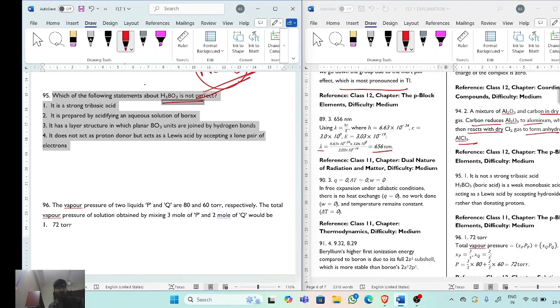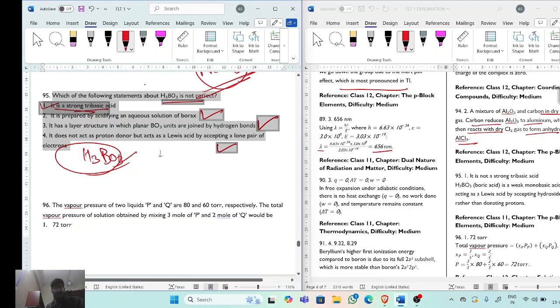First of all, statement 1 is incorrect because it is not a tribasic acid. H3BO3 is not a tribasic acid. Remember this statement, this is very important. And all others: it is prepared by acidifying an aqueous solution of borax. Yes, this is correct. It has a layered structure in which planar BO3 units are joined together by hydrogen bonds. Yes, all other statements are correct, but statement number 1 is incorrect. It is not a strong tribasic acid.